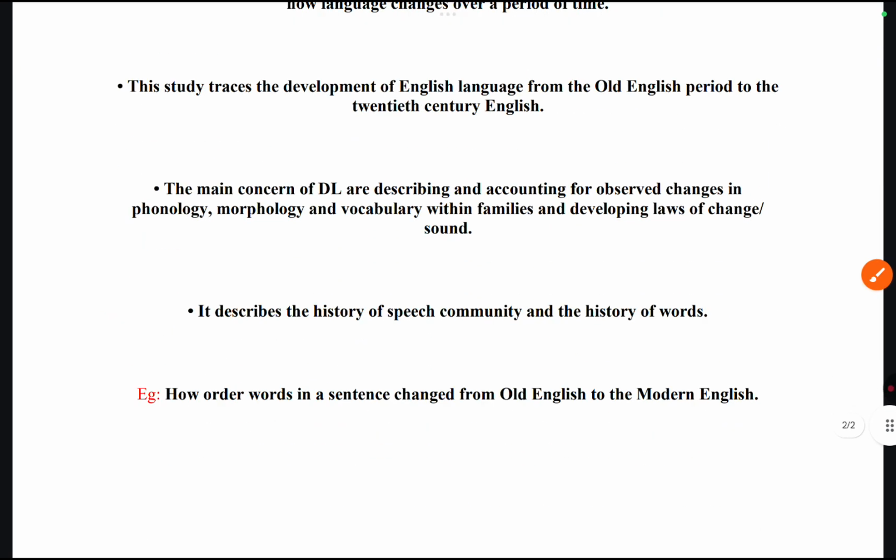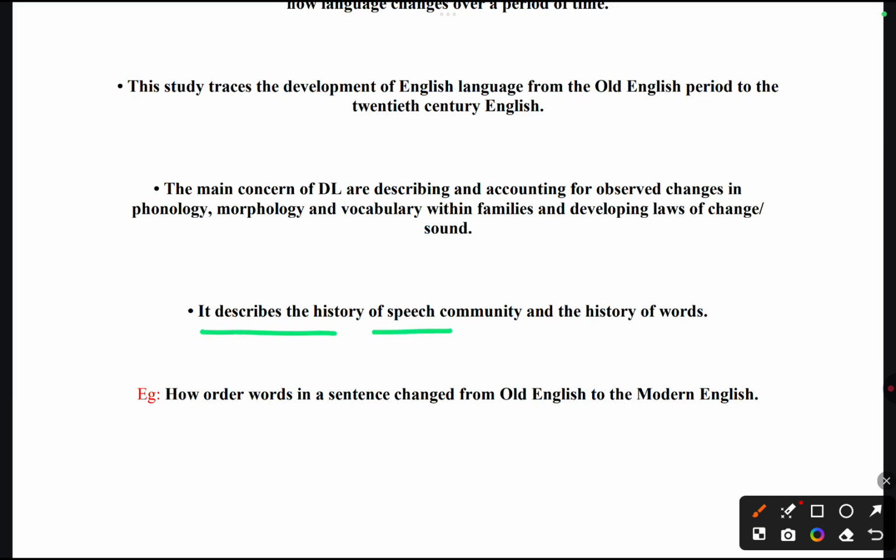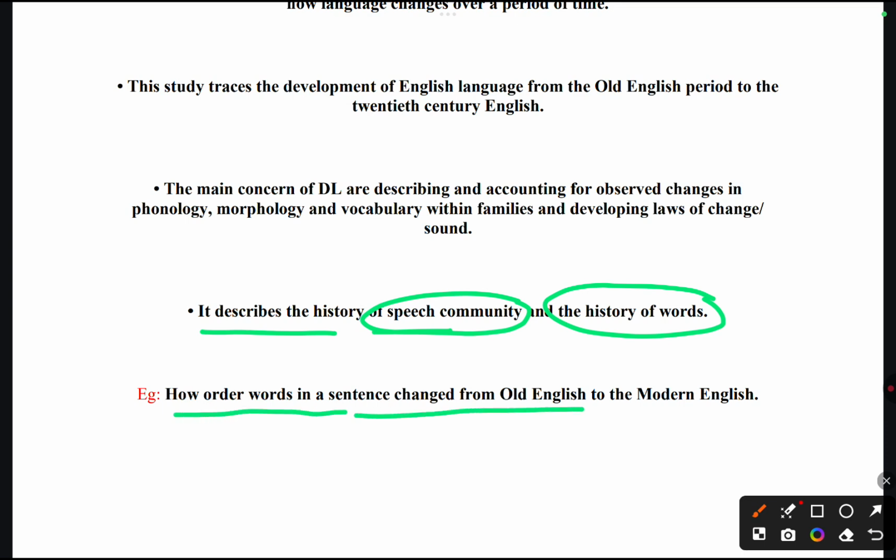Also, it describes the history of the speech community. For example, friends, speech communities are the people using a particular language, and when we study that language, we see how that speech community has also evolved, the history of words, how the words have also evolved by these speech communities, what kind of different words are now used by them, how the word order in the sentence changed from Old English to Modern English. This is an example. In the Old English period, the word order was not fixed. Even if we change the words, the meaning was the same. But in Modern English, if we change the arrangement of the words, the meaning will also change.